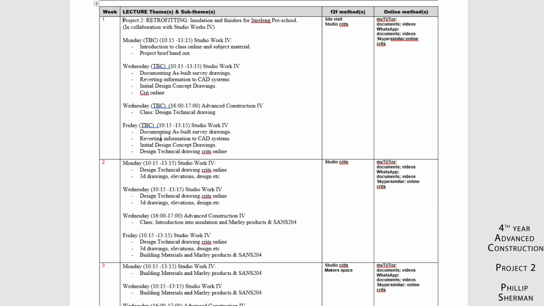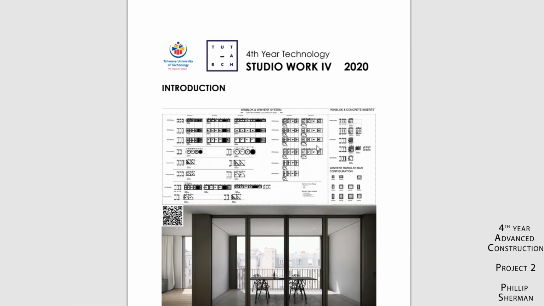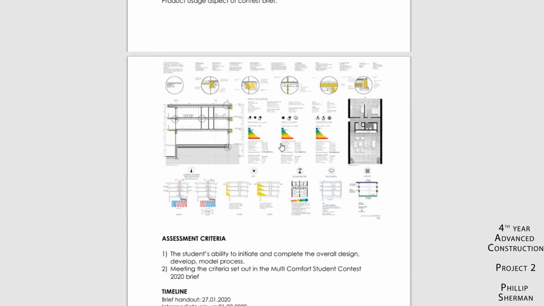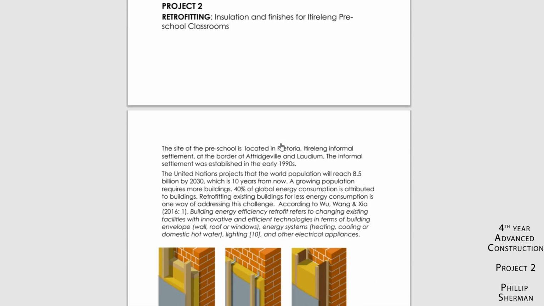Okay, so if we now go to the brief for Project 2. I have sent you the attachment for Brief 2020, Studio Works 4, and Advanced Construction. If you open it up, you will see Project 1 is now complete. For Project 1, I have sent you individual feedback for what you need to look at, my crit, my commentary, and see if you can take what I have said and make it work for what you need to do. Okay, so moving on to Project 2.